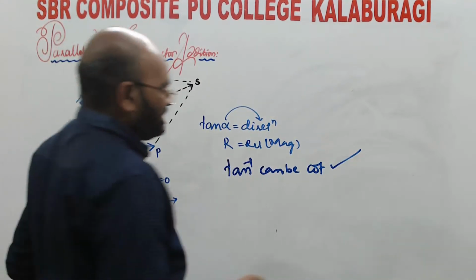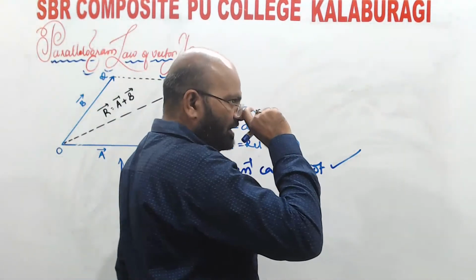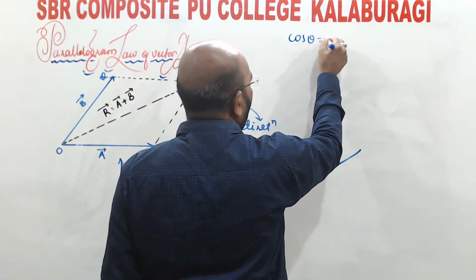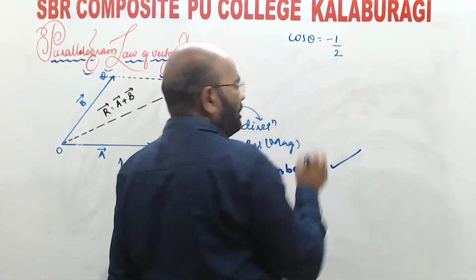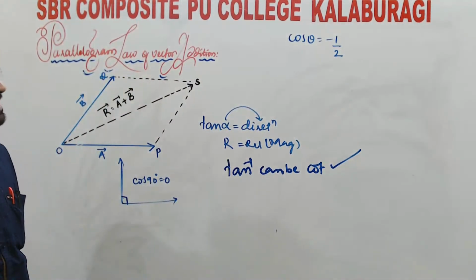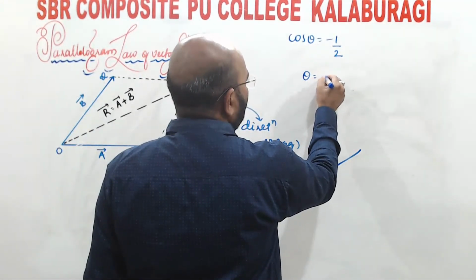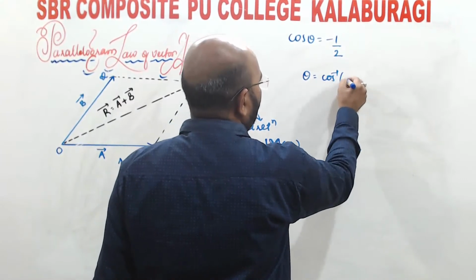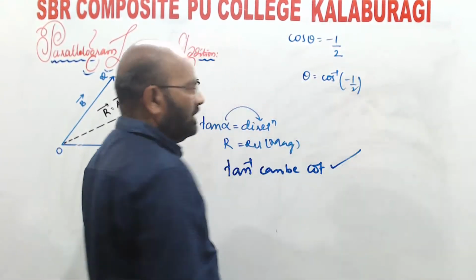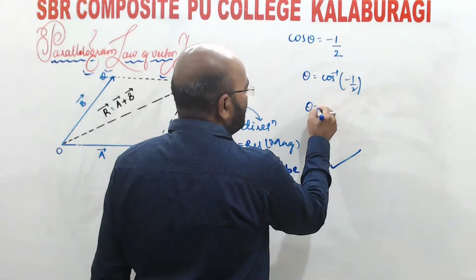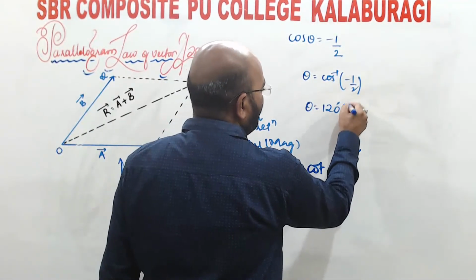One of our students is asking a question about the negative sign here. We got cos theta equals minus 1 by 2. Then theta equals cos inverse of minus 1 by 2. So cos inverse of minus 1 by 2, how much do we get? Theta equals 120 degrees. That's all.